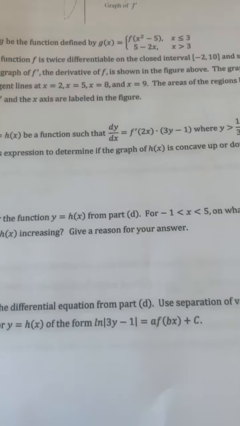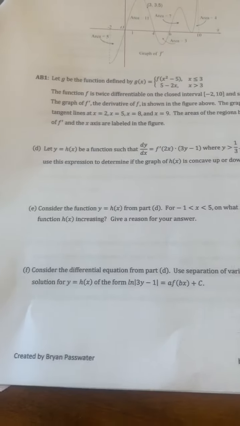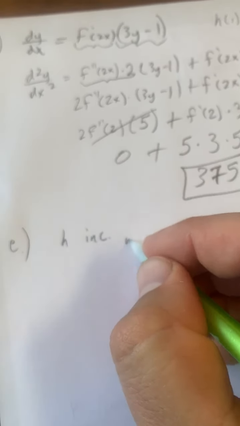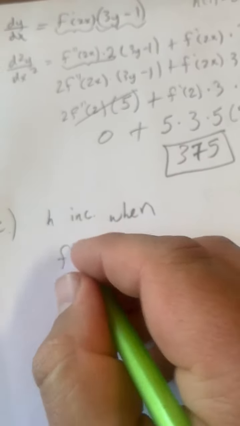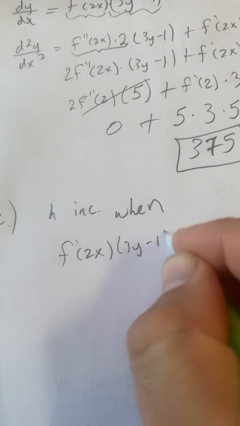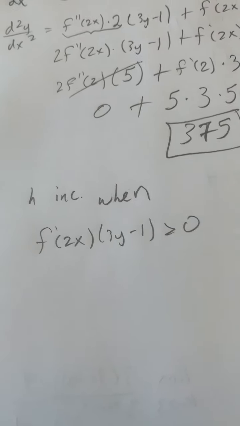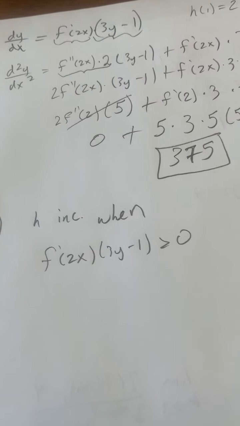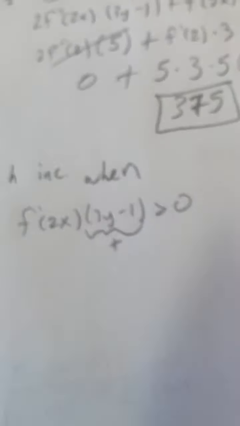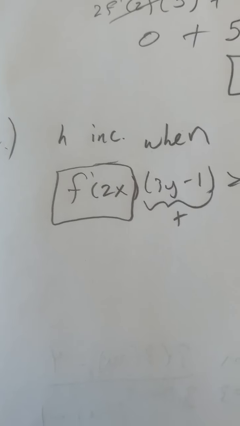E says, consider the function here. On what intervals is the function increasing? Okay, so it's going to be increasing. So h increases when this function here, its derivative, f prime of 2x times (3y minus 1), is greater than 0. They've told us in the premise of the problem, right here in D, that y is greater than 1/3. Well, if y is greater than 1/3, that means this part is always positive. So we are just trying to figure out when f prime of 2x is positive.